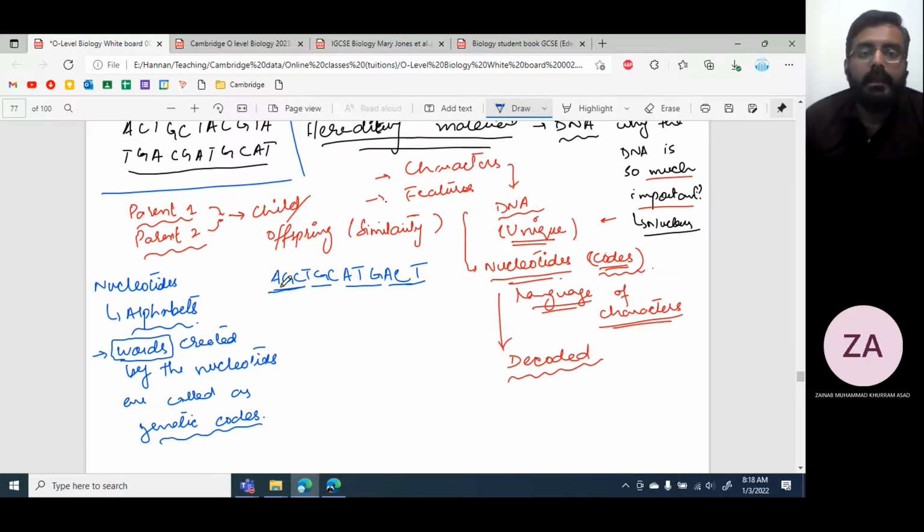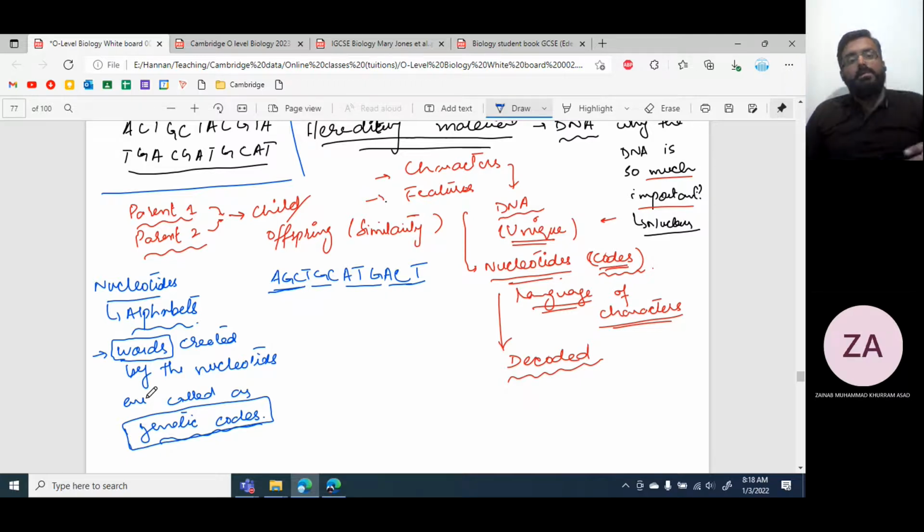So it means that the language of the DNA, or you may say the language of the genes, is actually the nucleotides. Alphabets are nucleotides, and the words created by the nucleotides are also known as genetic code. Now keep this word in mind, genetic code. It would help you in further concept. So if the nucleotides are alphabets, it means they are creating many words.